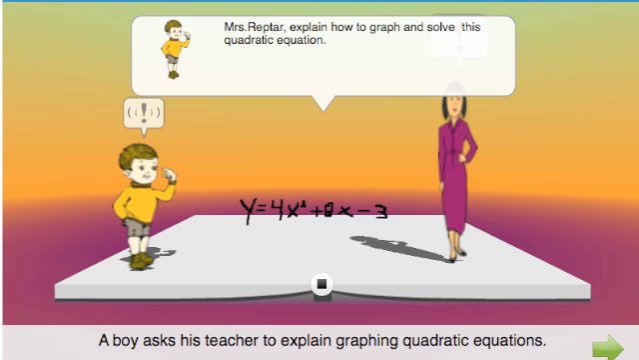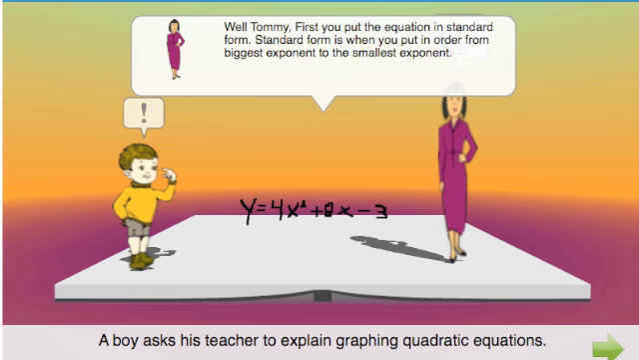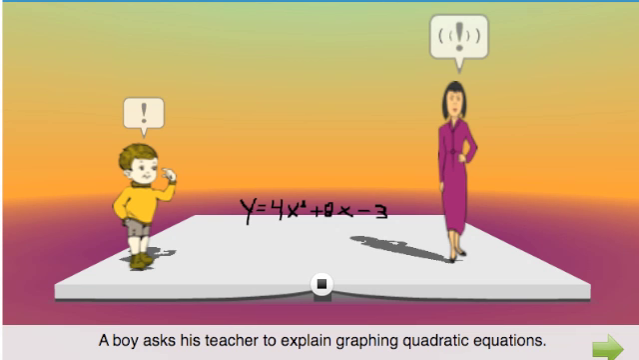Mrs. Reptar, explain how to solve and graph this quadratic equation. Well, Tommy, first you put the equation in standard form. Standard form is when you put it in order from the biggest exponent to the smallest exponent.